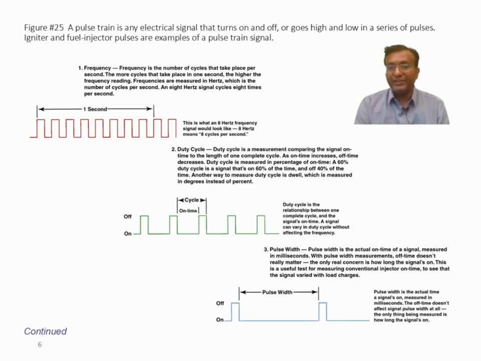This is a useful test for measuring conventional injectors' on time, to see how the signal varies as the load is changing. The pulse width is the actual time a signal is on, measured in milliseconds. The off time doesn't affect the signal's pulse width at all. The only thing being measured is how long the signal is on.